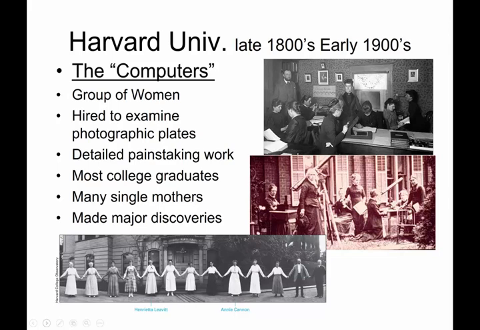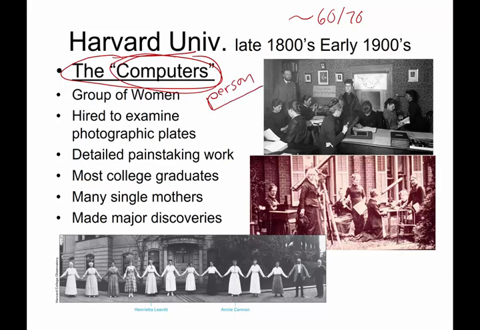Well, we're going to begin our story of discovering things about different types of stars by going into a discussion of the Harvard University computers. Now, until about 60, 70 years ago, if you used the term computer, you were talking about a person, not a machine, but actually a person. And in the early 1800s and 1900s, Harvard University had a group of women that they referred to as computers.